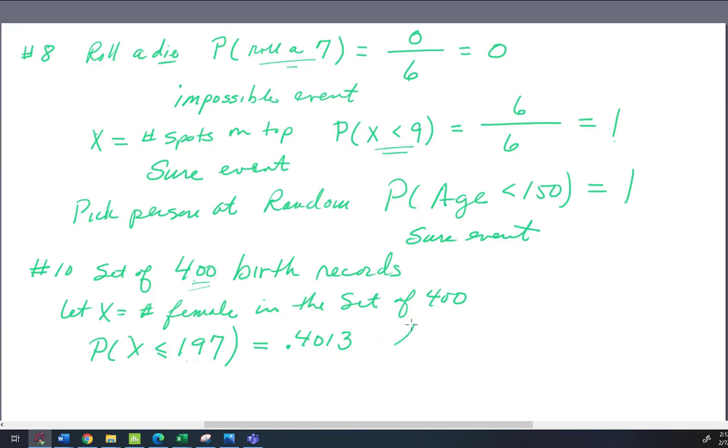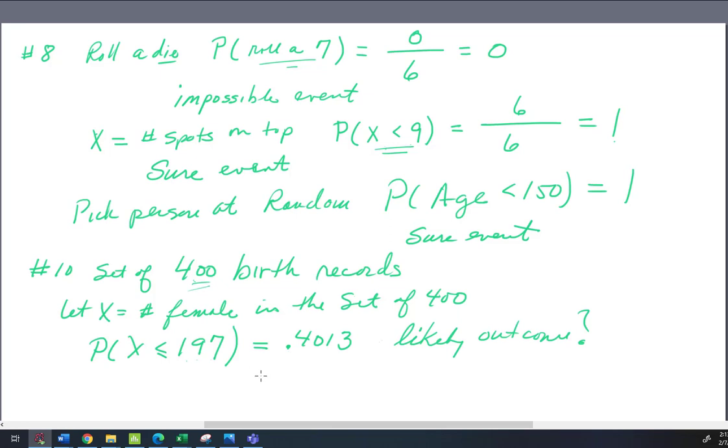The second question is, do you think that this is a likely outcome? Do you think it's likely that you're going to get 197 births or less? Well, the probability of this happening is 0.4013. Call it 0.4, if you will. And that means that this is going to happen. I'm interpreting this as a relative frequency. This is going to happen about 40 times out of 100. So 40 times out of 100, is that likely or unlikely? I would say that's pretty likely.